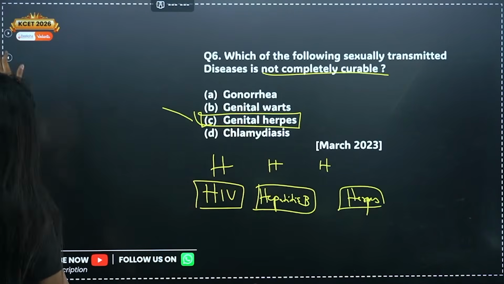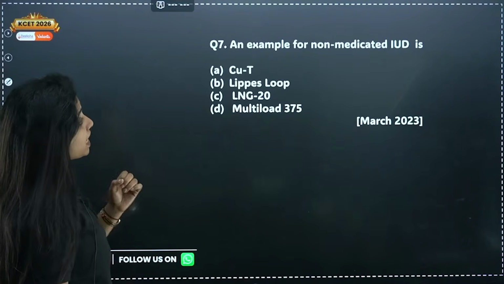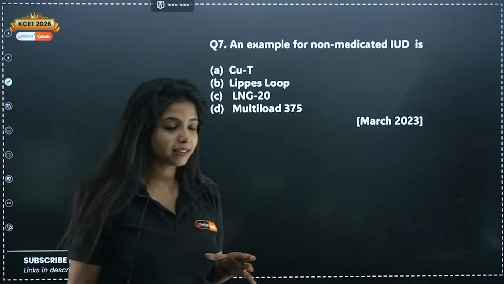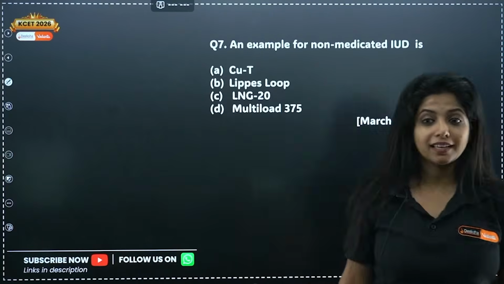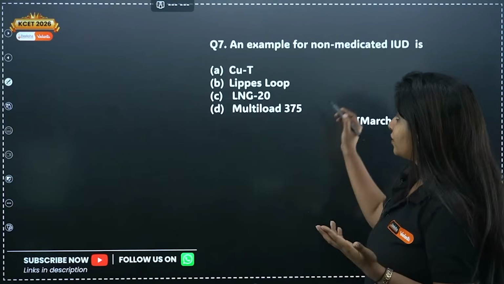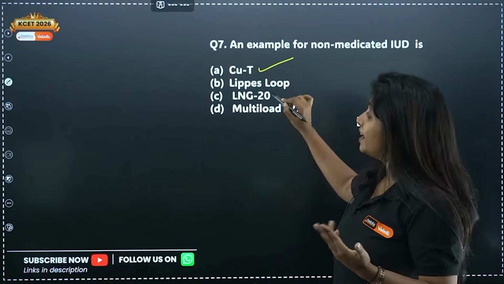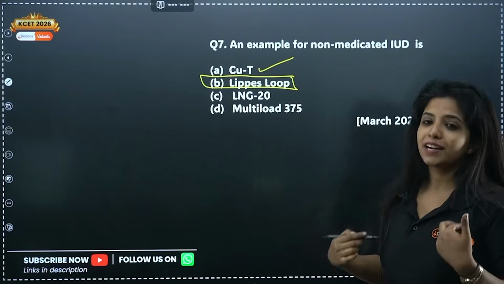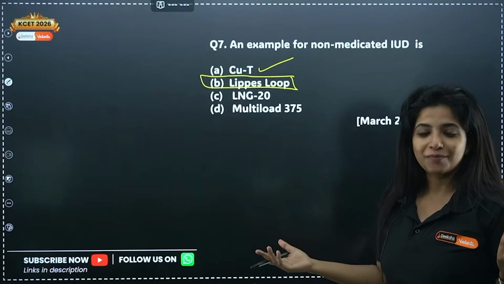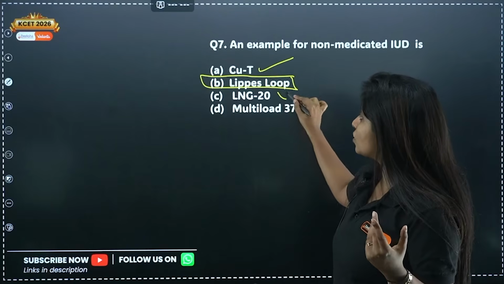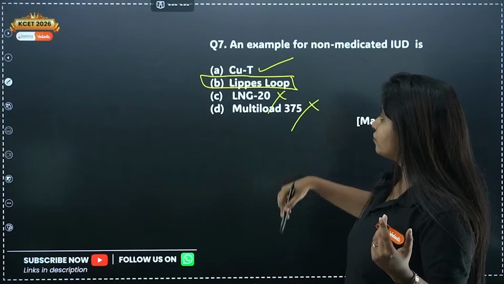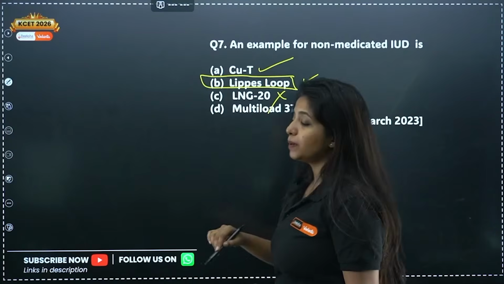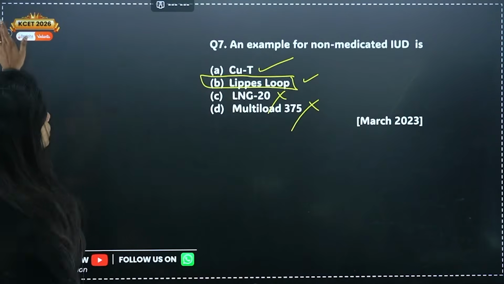Okay? Yes. Next, an example for non-medicated IUD. Non-medicated, okay, it is not going to release anything inside our body. The example for that is CuT? No, it is releasing copper. Lippes loop. I told you it's a loop-like structure which fits inside our uterus. Does not release anything. Just activates our immune cells, right? LNG-20 is a hormone-releasing device. Multiload 375 is again a copper-releasing device. So non-medicated IUD is just Lippes loop, which is why your answer for this question becomes what?